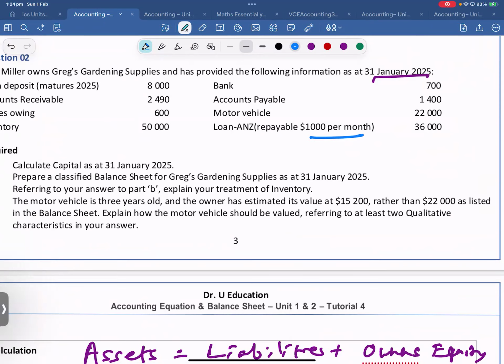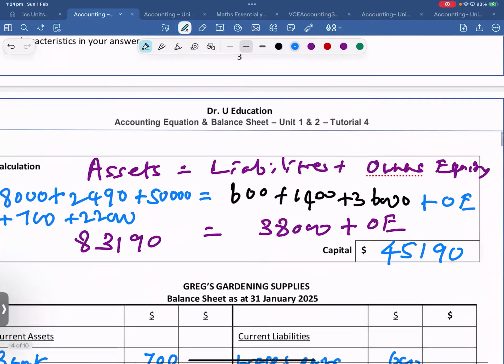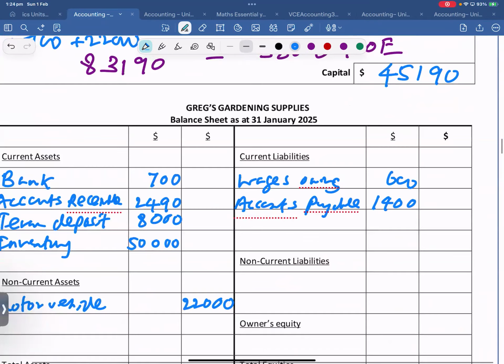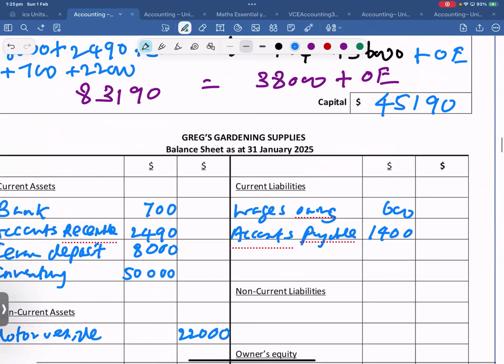Installments, yes. What is the importance there in the balance sheet? Is there any importance in the balance sheet? Yeah, why is that? Very good. You are smart. You can split into current and non-current loan, ANC.